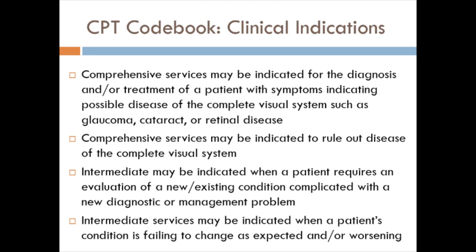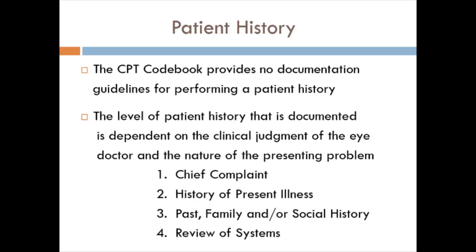So I think you're going to report intermediate level services whenever you don't report comprehensive level services, and you hardly ever are going to report any evaluation and management services. So let's talk about these service components. Let's finish up with that and get a little bit of detail on these service components. So the first thing is patient history. Now, these are the nine things that make up the exam.